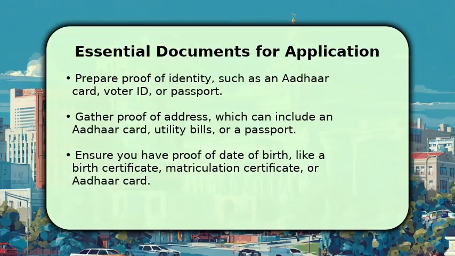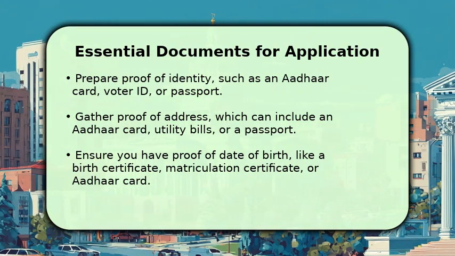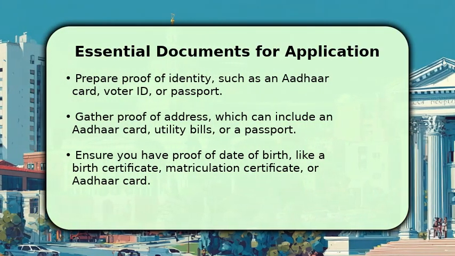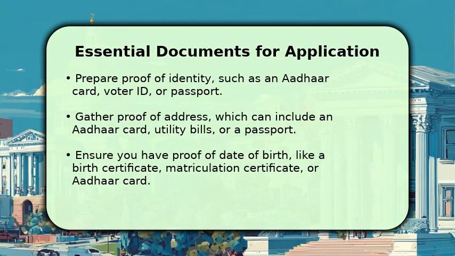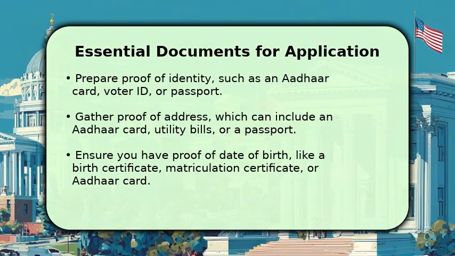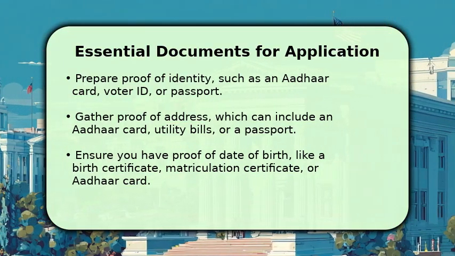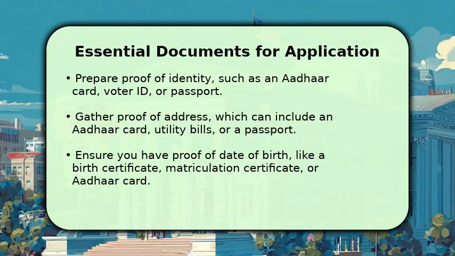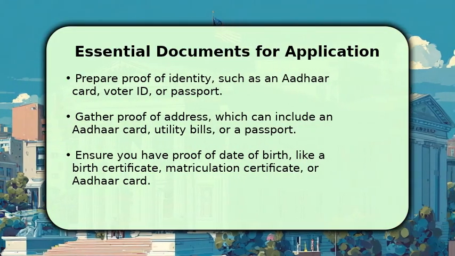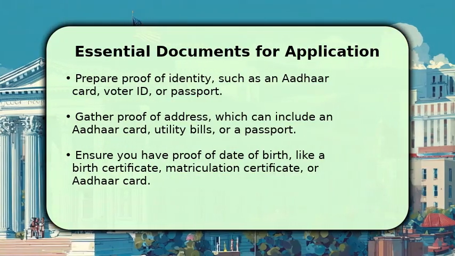Before you begin your online application, it's crucial to have all your necessary documents ready. You will need valid proof of identity, such as your Aadhaar card, voter identification card, or passport. Additionally, prepare a document for proof of address, which could be your Aadhaar card, a recent utility bill, or your spouse's passport. Finally, you'll need proof of your date of birth, like a birth certificate or your Aadhaar card. Having these ready will streamline your application process.